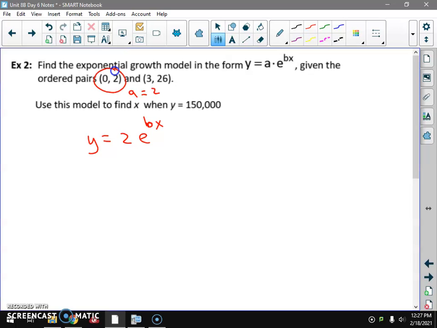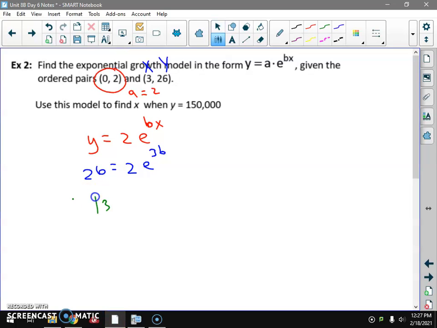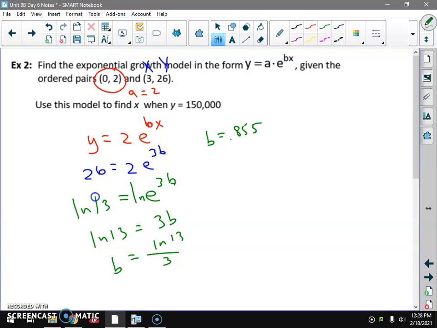And I have an ordered pair. You should probably remember this from last unit, xy. If I throw the 26 in here, 2e to the 3b power, I'm going to isolate, divide by the 2, I get 13, ln 13, pardon me, 13 equals e to the 3b. Now I'm going to take the ln of both sides. ln of 13 equals 3b. b equals ln of 13 over 3. What's that number? ln of 13 over 3 is 0.855. I just found the b value, the growth rate.